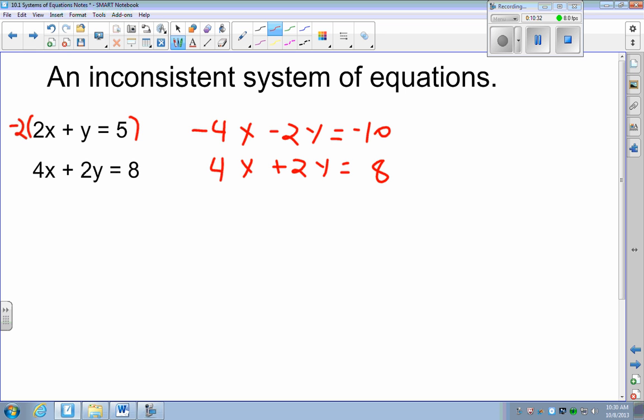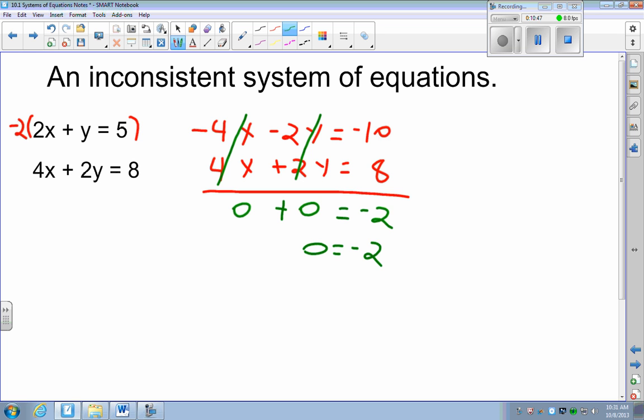Okay, anyways, these guys over here are going to cancel out. So we get 0. These guys are going to cancel out here, so we'll have plus 0, which is equal to -2. All right, but does 0 equal -2? And the answer to that is obviously no. And so since we're coming up with this solution right here, we can state that there are no solutions.